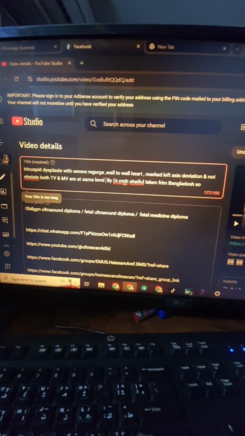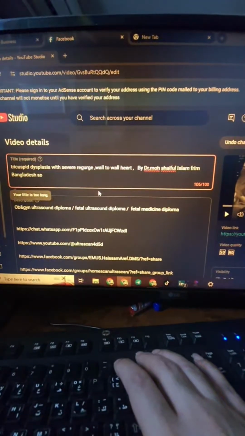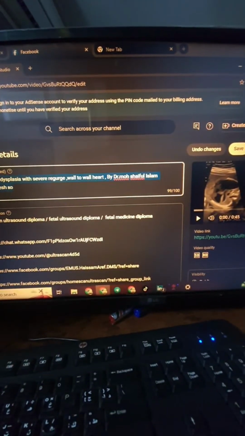Tricuspid dysplasia, wall to wall heart, left axis deviation. It's not Ob&gyn, and I did put the comments here. I hope you do like it. Bangladesh. Yes. Wall to wall heart, tricuspid dysplasia with severe regurg.